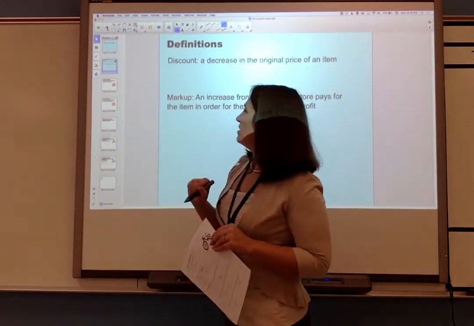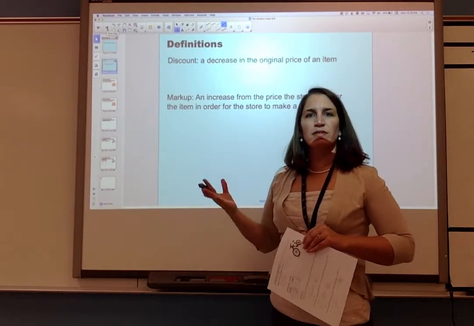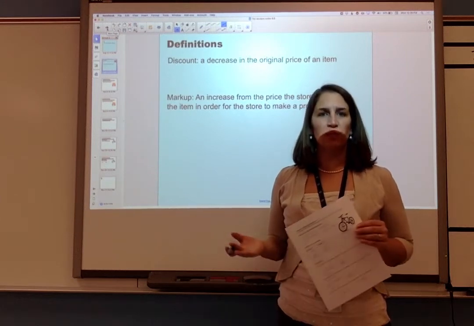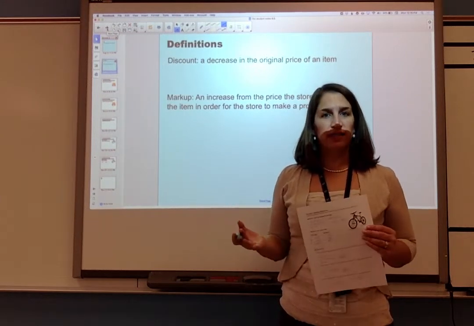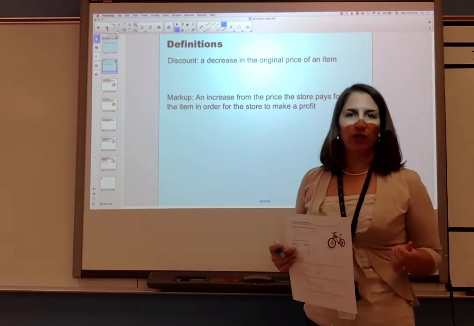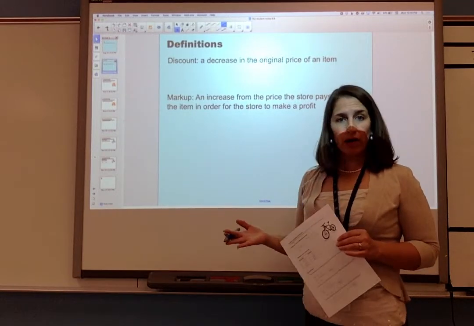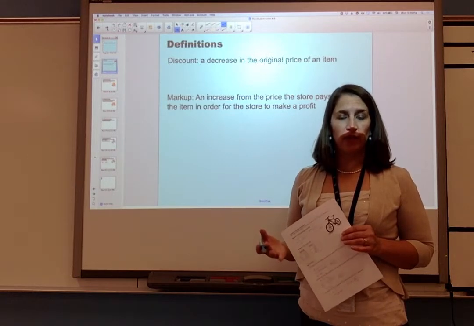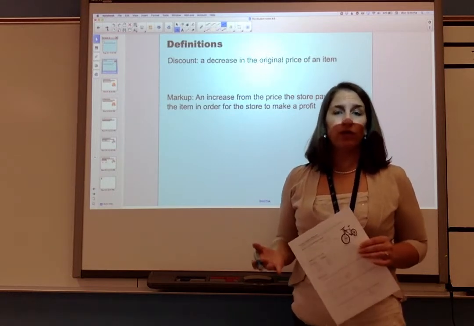So let's start with some definitions. A discount is a decrease in the original price of an item. So this is when something is on sale, there's a discount, it's a decrease in the original price. A markup, on the other hand, is an increase from the price the store pays for an item in order for the store to make a profit.